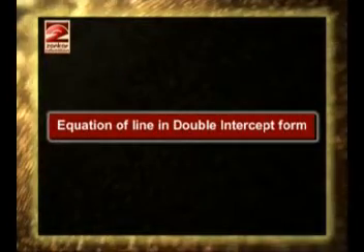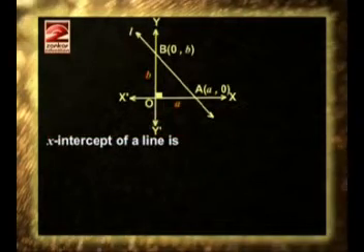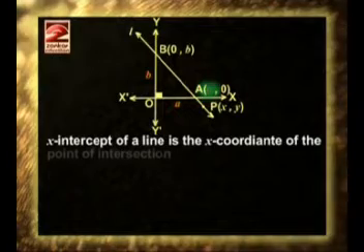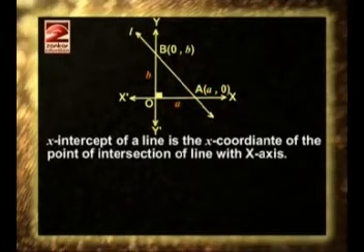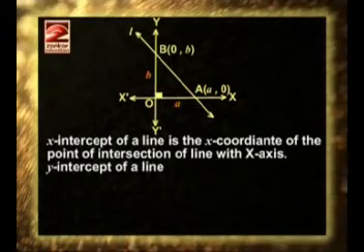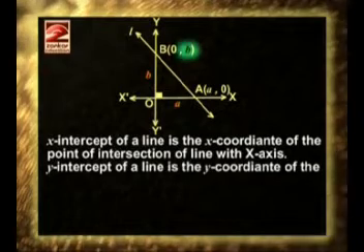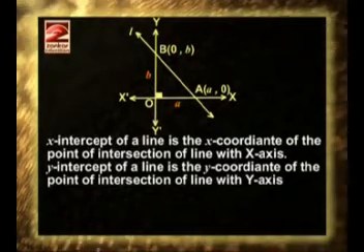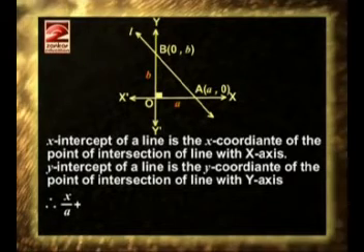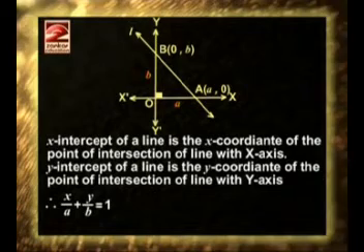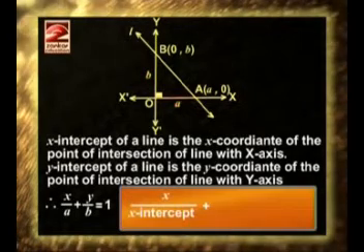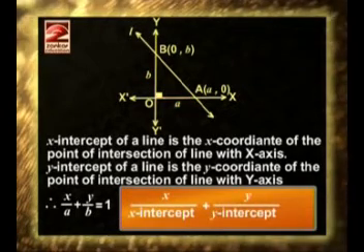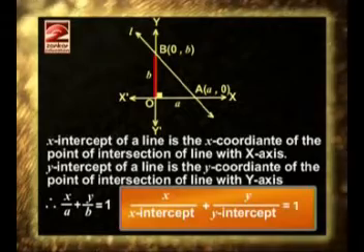Now the equation of a line in double intercept form. Here, x-intercept of a line is the x-coordinate of the point of intersection of the line with the x-axis, and y-intercept of a line is the y-coordinate of the point of intersection of the line with the y-axis. And therefore, the equation is x/a + y/b = 1. That means x/x-intercept + y/y-intercept = 1.